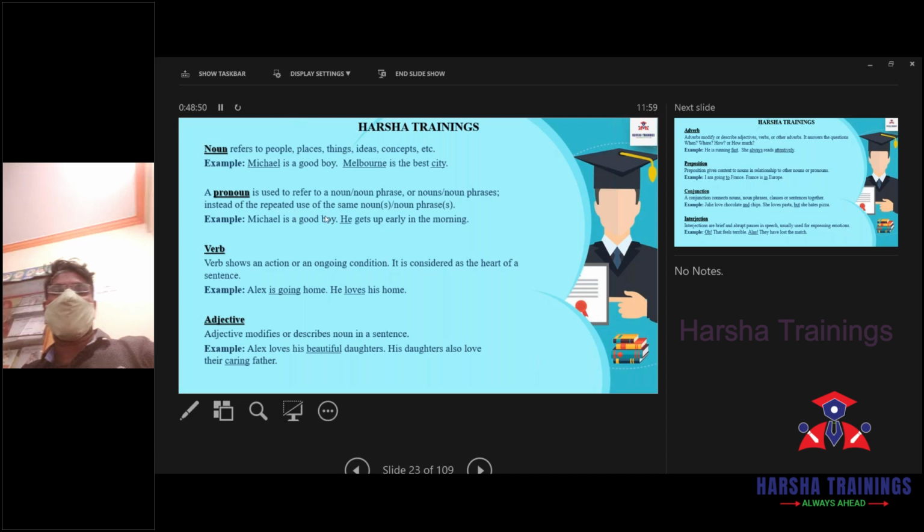What are pronouns? Pronouns are words used in place of a noun. For example, Ram is a good boy. Ram studies in so-and-so school. Ram lives in Hyderabad. Instead of repeating Ram again and again in each and every sentence, we use pronouns. Ram is a good boy. He lives in Hyderabad. He goes to so-and-so school. So instead of saying Ram, we are using he, in place of a name. A word that is used in place of a noun becomes a pronoun.